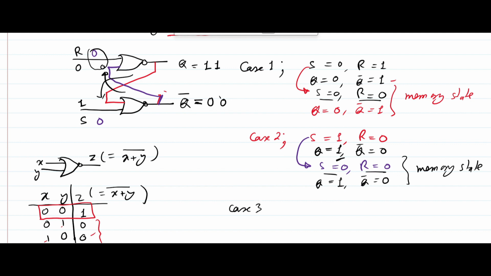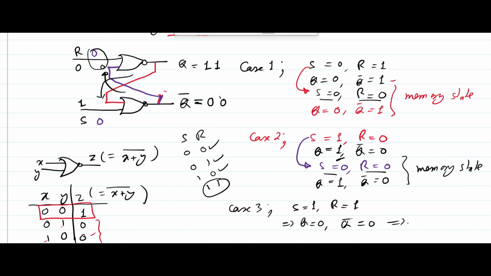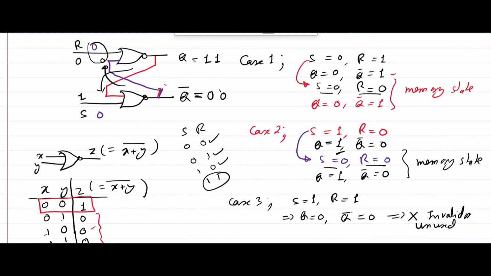And then case 3 comes. I have covered the 4 combinations 0 0, 0 1, 1 0, 1 1. I have covered 0 0, 0 1, 1 0. The remaining case is 1 1. So I will put s equals 1, r equals 1, and if any of the inputs is 1, the output will be 0. That means q will be 0 and q bar will also be 0, and this is not possible. So this is an invalid or unused or forbidden state.